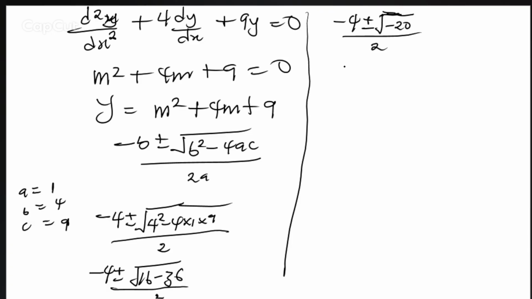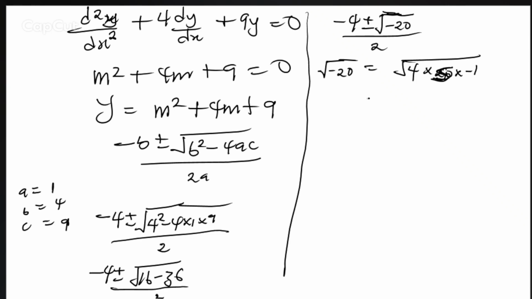We can also simplify when we have square root of minus 20. Square root of minus 20 can also be what? Square root of 4 times 5, because 5 times 4 is 20, times minus 1. And that will give you minus 20. Are we together?